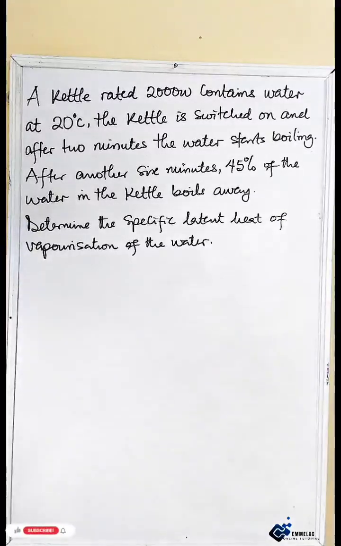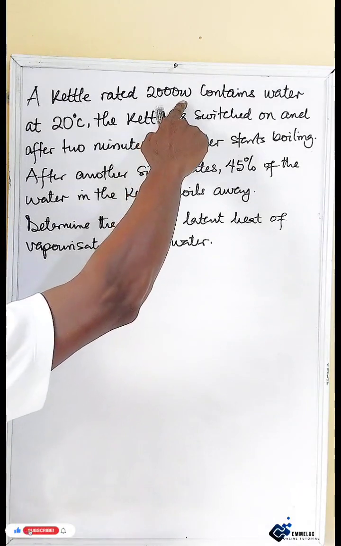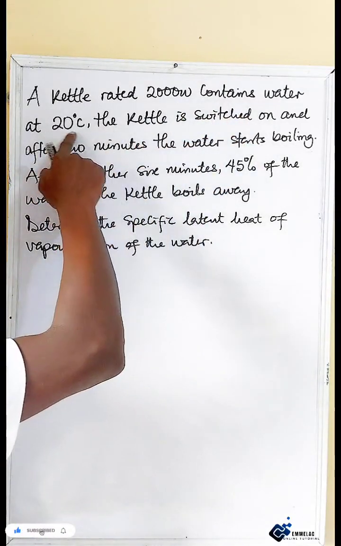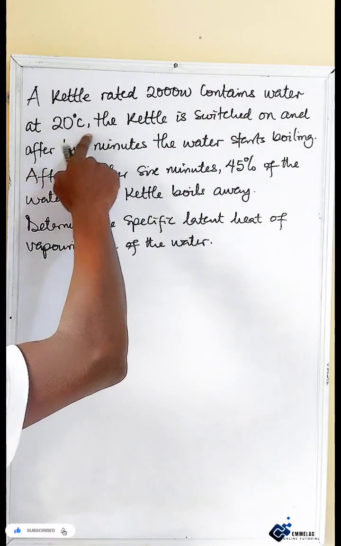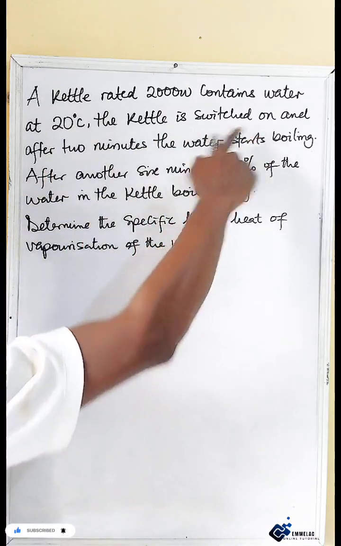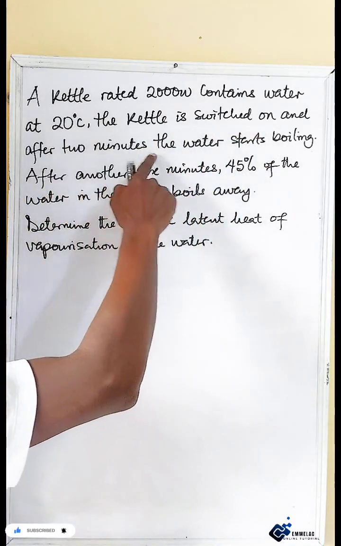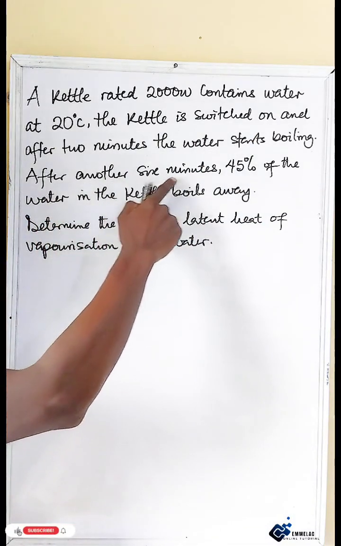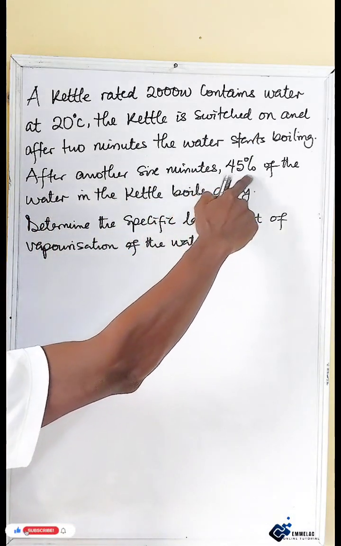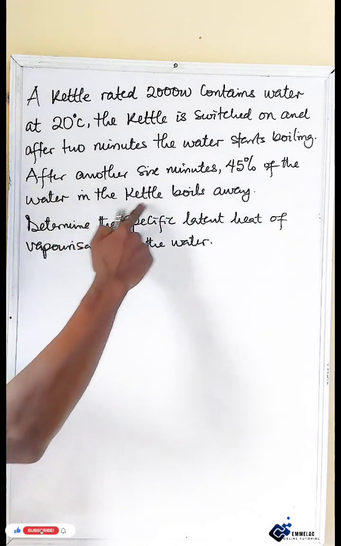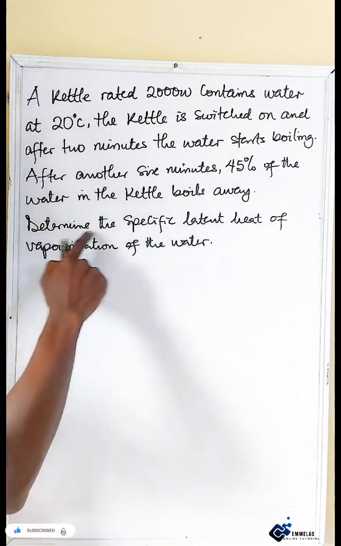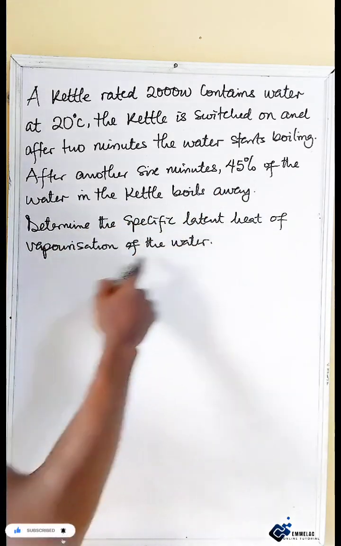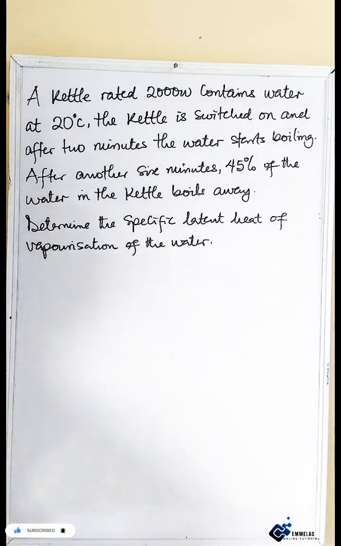Now let's consider this question. A kettle rated 2000 watts contains water at 20 degrees Celsius. The kettle is switched on and after 2 minutes the water starts boiling. After another 6 minutes, 45% of the water in the kettle boils away. Determine the specific latent heat of vaporization of water.